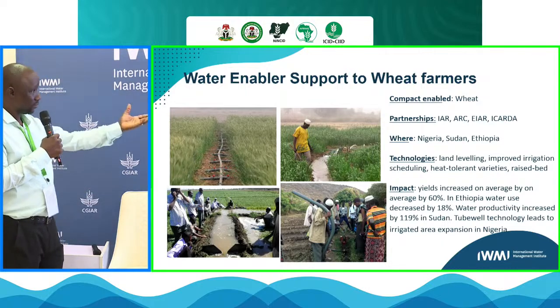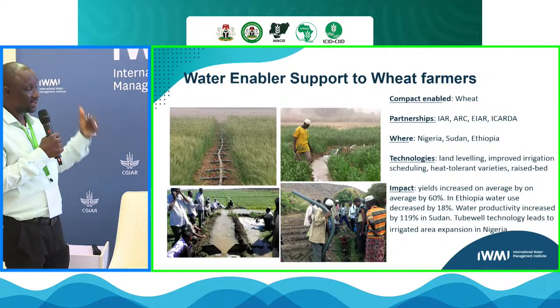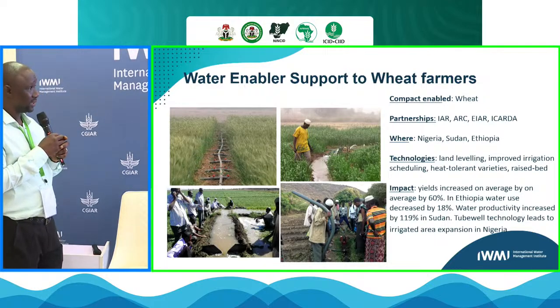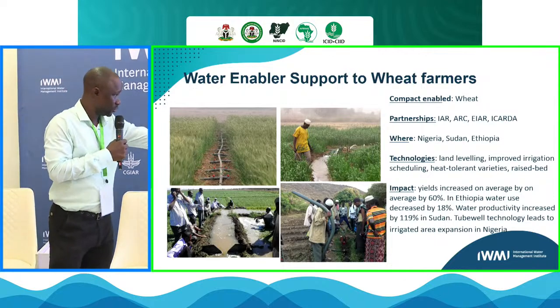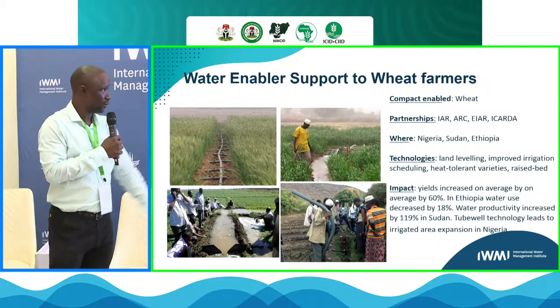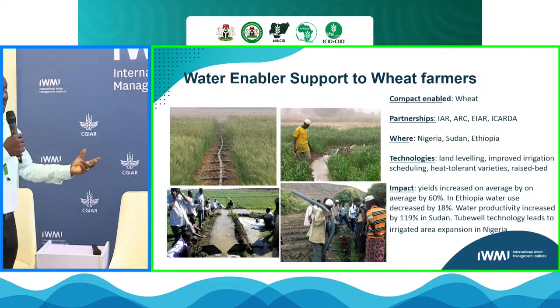As we speak now, some farmers are still using this system since 2018 when we implemented it. So the impact is enormous. We have over 60% increase in yield in Ethiopia and in Sudan. Those pictures, this is from Ethiopia, the other one is from Sudan. And up there are pictures from Nigeria.